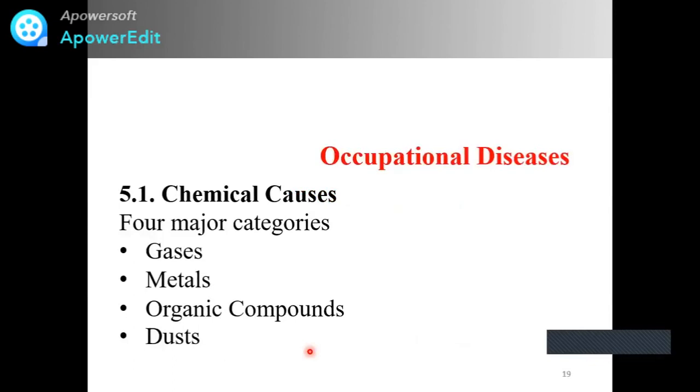The wide range of both naturally occurring and synthetic chemical compounds that can give rise to adverse health effects can be roughly organized into four major categories: gases, metals, organic compounds, and dust.